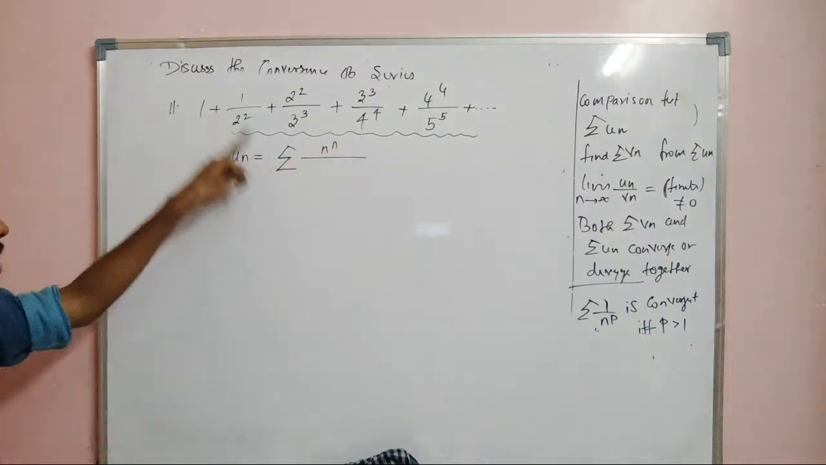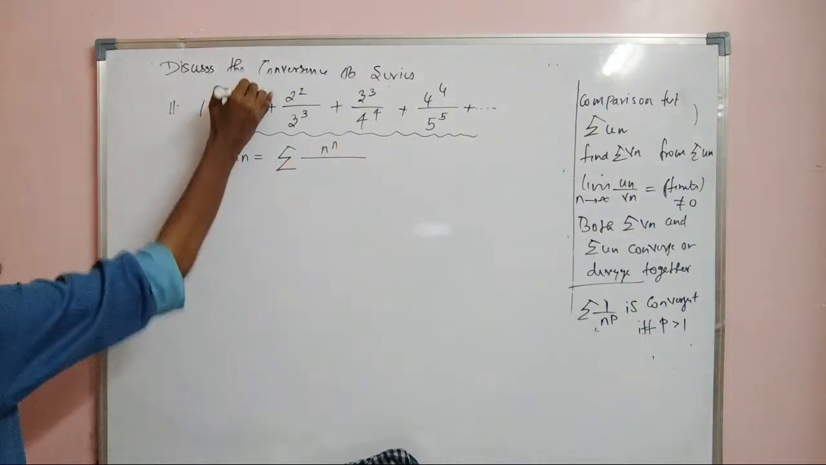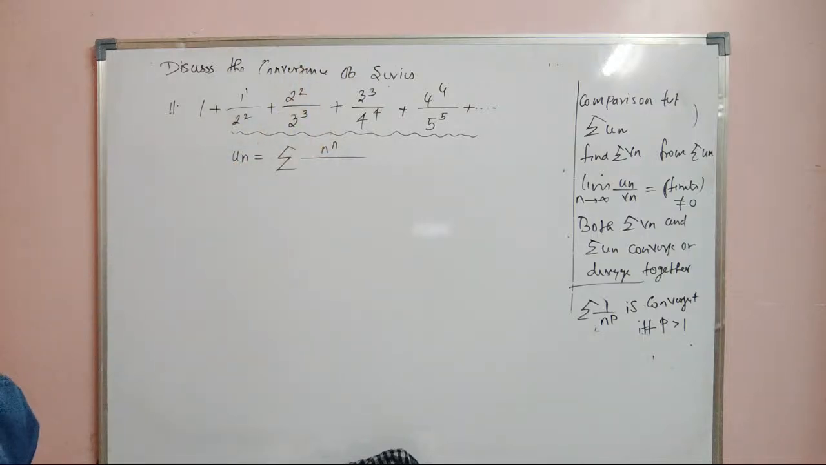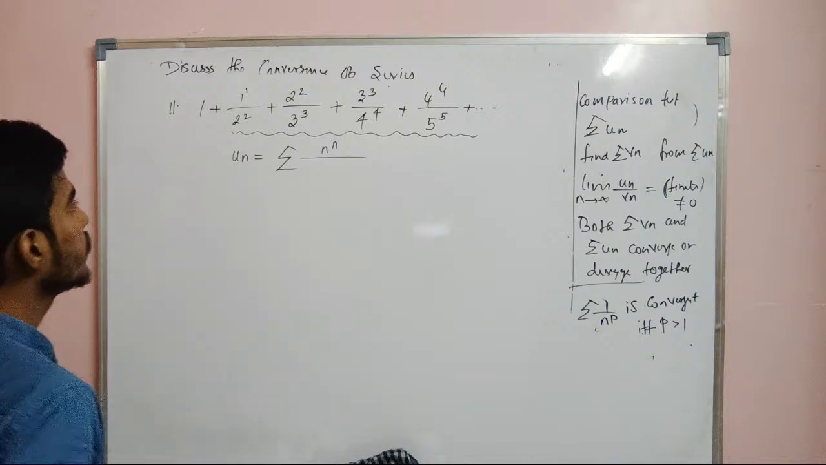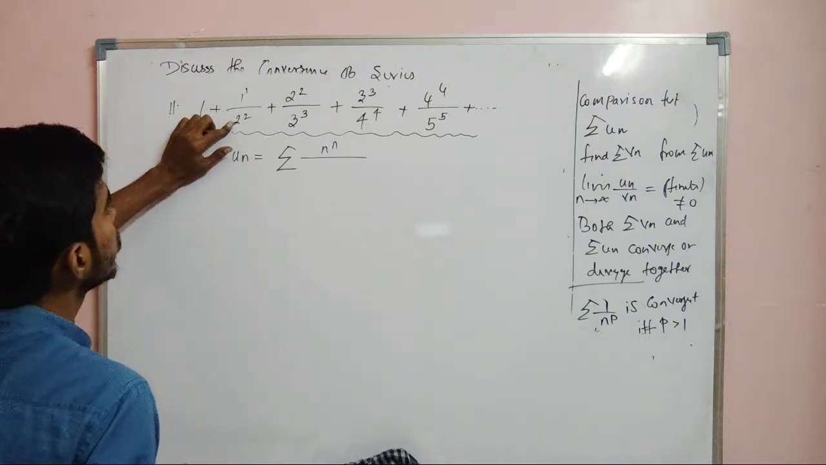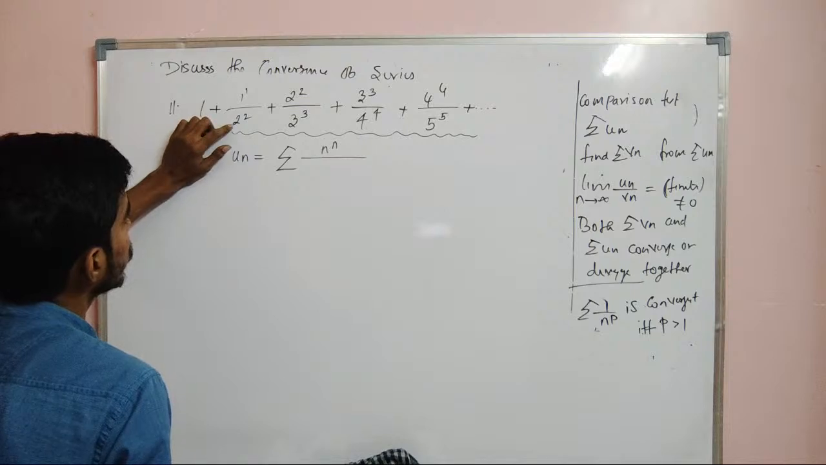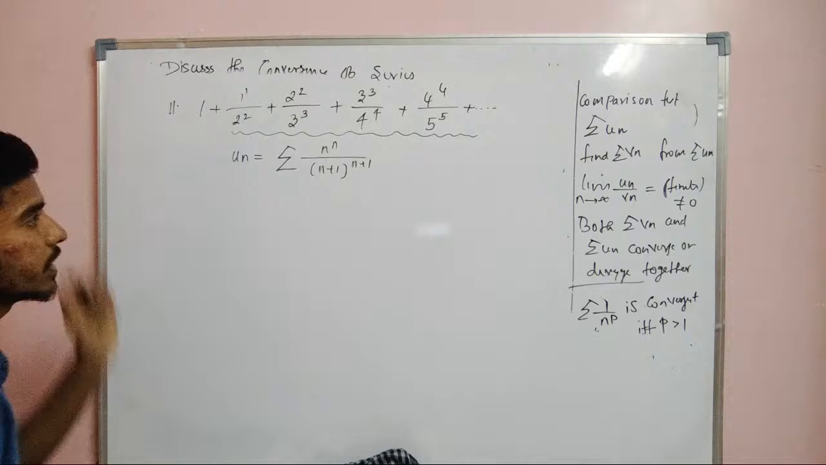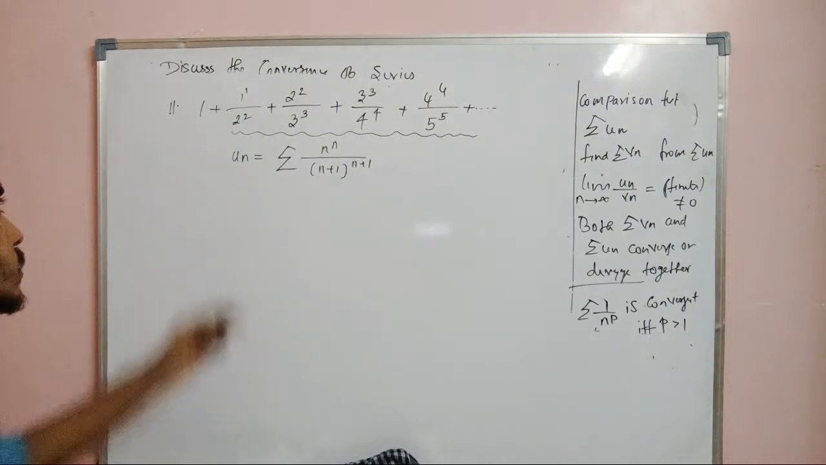So if n is equal to 1, we will have 1 power 1, and if n is equal to 2, we will have 2 power 2. If n is equal to 3, we will have 3 power 3. If n is equal to 4, we will have 4 power 4 divided by, and here you can see this is nothing but n plus 1 whole power n plus 1, right? This is our series. Now you just omit 1.